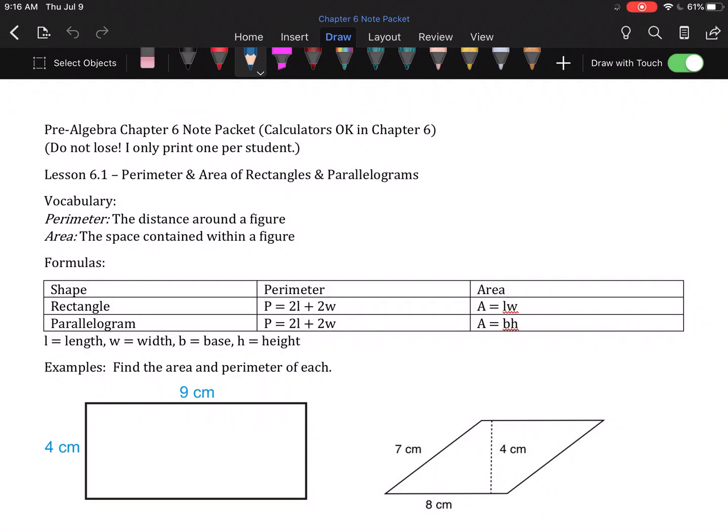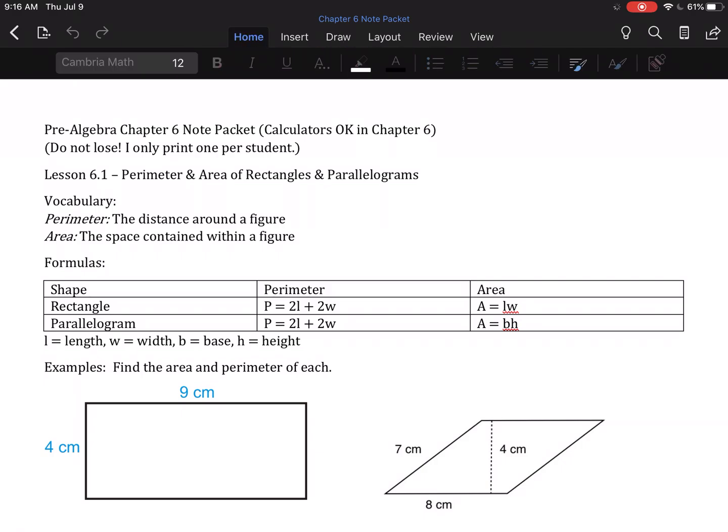Chapter 6 is our second geometry chapter, and it's going to focus on perimeter, area, surface area, volume, and something called the Pythagorean theorem. Calculators are permitted in this chapter. You're going to want to have one to use. So we're going to start with some review, which is perimeter and area of rectangles and parallelograms.